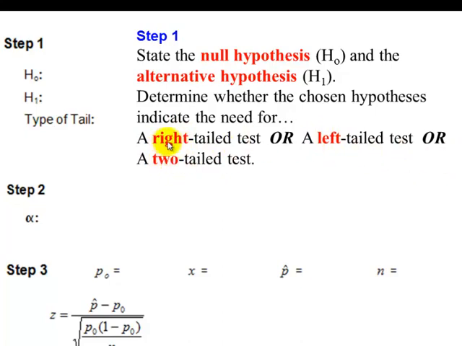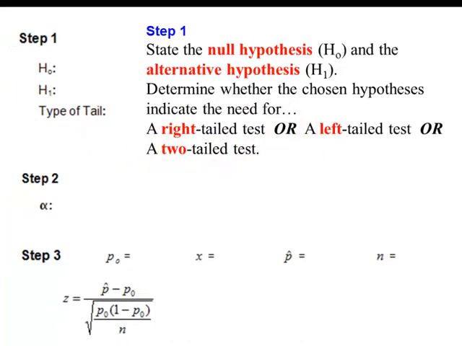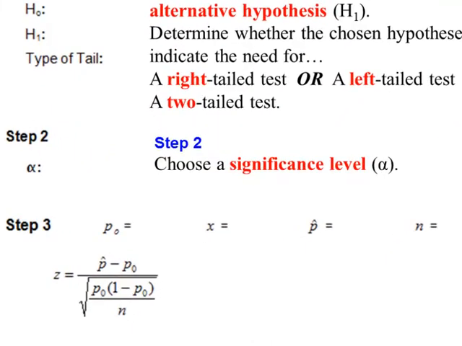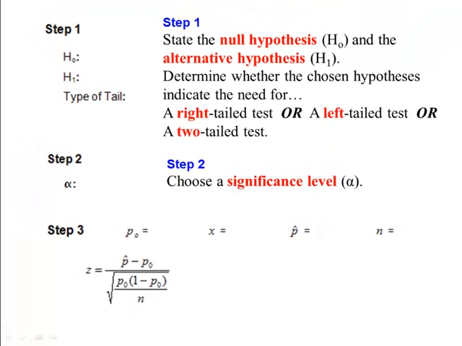So how do we know which one of these we're going to use? Well, that comes from the alternative, and there'll be wording in the problem that will indicate which tail to use. Number 2, the significance level alpha will be stated in the problem. Number 3, this is our formula for the test statistic. It is a Z, and it comes from using our 4 values here.